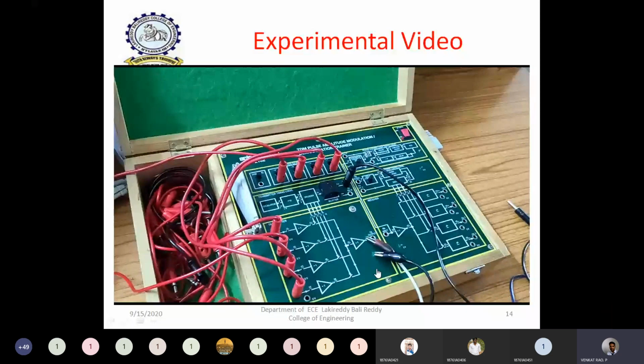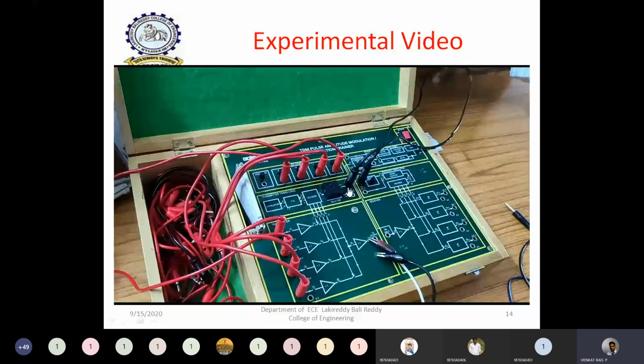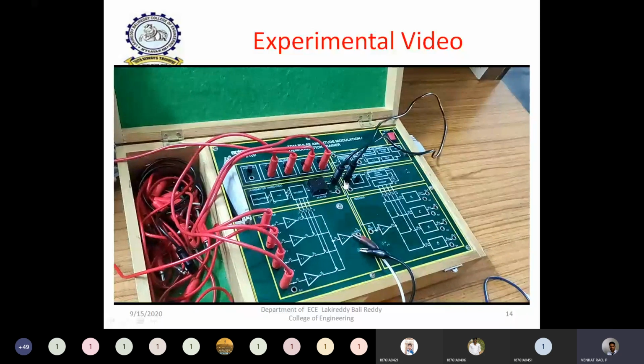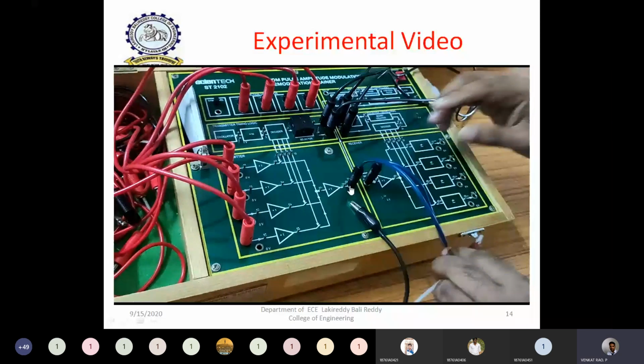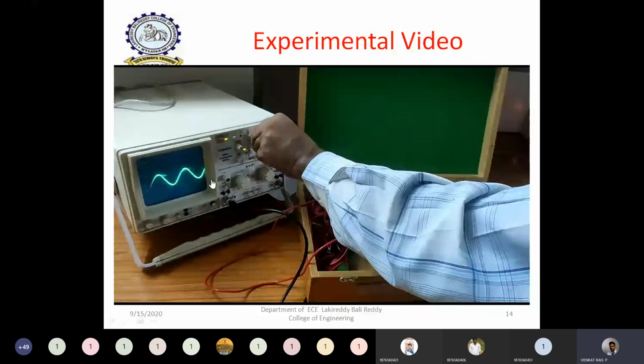Whenever you want to observe the demultiplexing process, what is the first requirement? You must have the same clock for both transmitter and receiver. That's why these 2 pins are connected with the same wires. Look at this: both these clocks are connected from transmitter to receiver, because we need the same clock for both transmitter and receiver. Then only it will work. Now the output TDM is connected to the demultiplexer, and we are observing the demultiplexer waveform here.